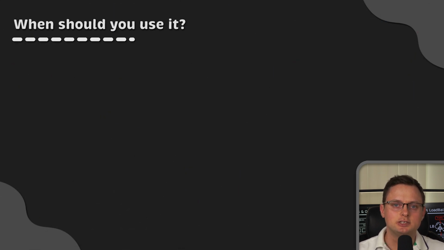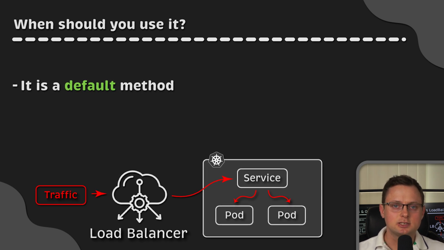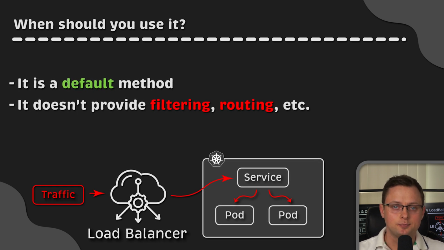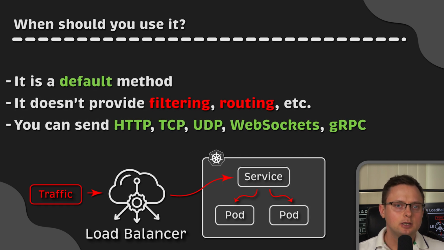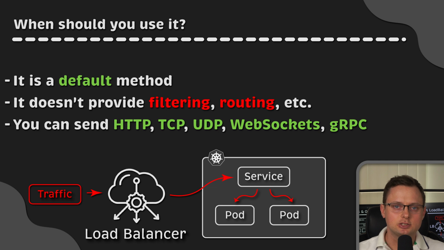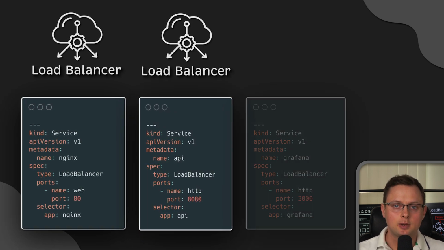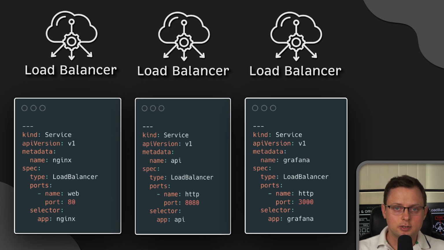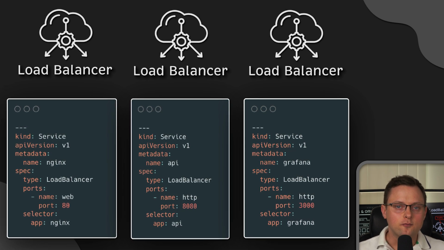So when would you decide to use it? Well, if you want to expose the service directly, this is a default method. It doesn't provide filtering, routing, etc. This means you can send almost any kind of traffic to it, like HTTP, TCP, UDP, WebSockets, gRPC, or whatever else. The biggest downside to this method is that you need to create a service of type LoadBalancer for each application you want to expose, which means Kubernetes will create LoadBalancers for each of those services. This can become very expensive.